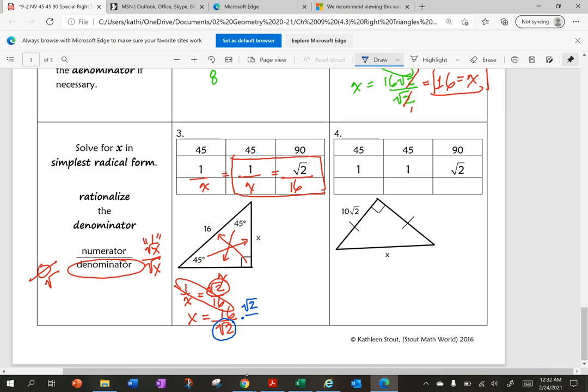So I'm going to multiply times the square root of 2 over the square root of 2. So now I have 2 fractions. So I'm multiplying numerator times numerator. So 16 times the square root of 2. And the square root of 2 times the square root of 2 is 2. So now I need to simplify 16 divided by 2. So I get x equals 8 times the square root of 2. So now we're putting together simplifying radicals and solving for the sides.